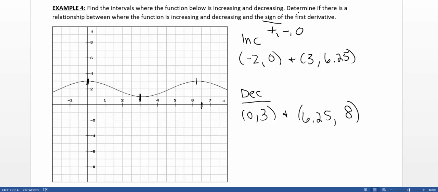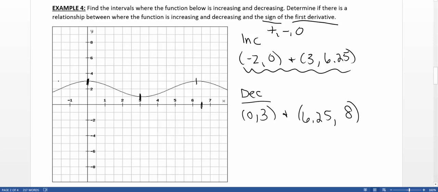So positive and negative evaluates when we're above and below the x-axis, whereas increasing and decreasing describes what the function is doing as you move from left to right. However, we're trying to look at the sign of the first derivative, which means we need to start looking at some tangent lines. So let's look at the intervals where we're increasing.